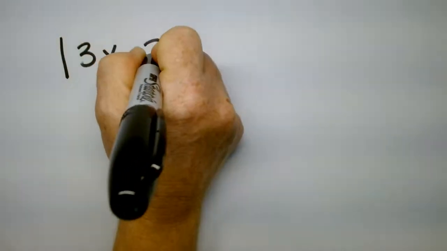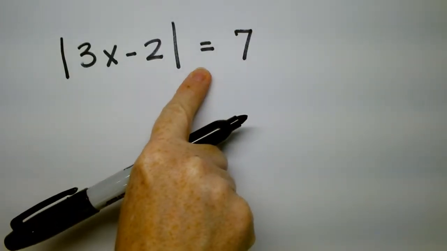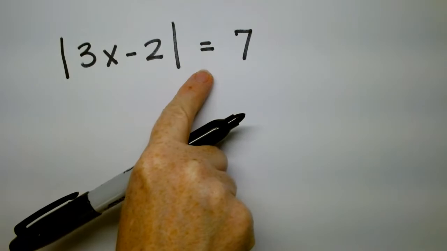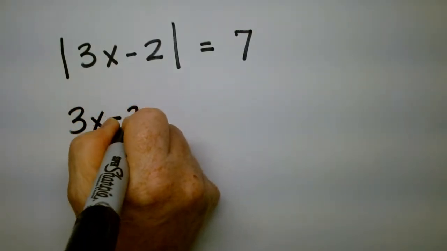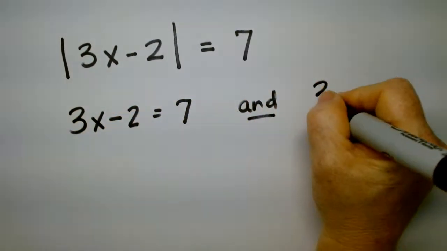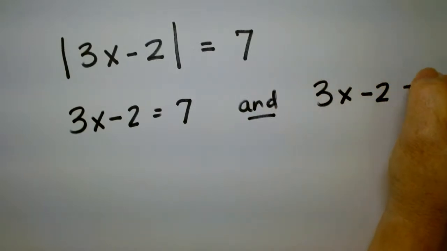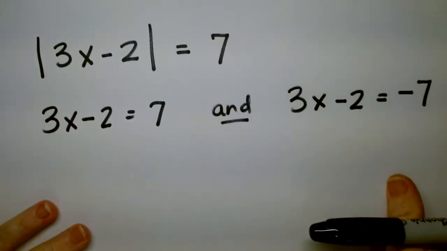Okay, so I have the absolute value of 3x minus 2 is equal to 7. Ooh, do you see that? Equal. Okay, what does this mean? This means I'm going to write it down: 3x minus 2 equals 7. And, hang on, there's more. 3x minus 2 equals negative 7. You can't flip an equal sign around, right? They're the same thing.